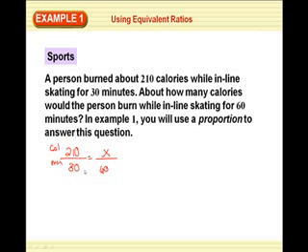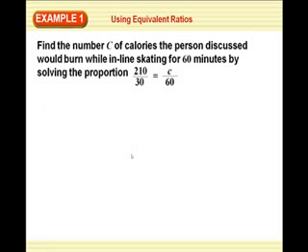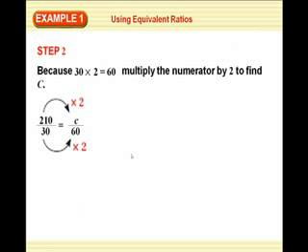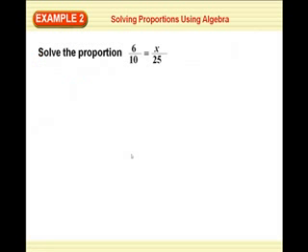You look at that, it's pretty easy to solve because 30 times 2 is 60. So 210 times 2 would be 420. So you would burn 420 calories. Here's the setup. And it's the same thing right there. They take forever to solve it, don't they?